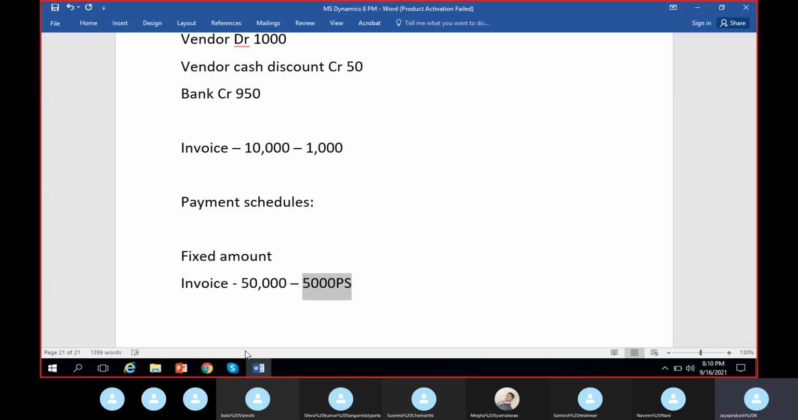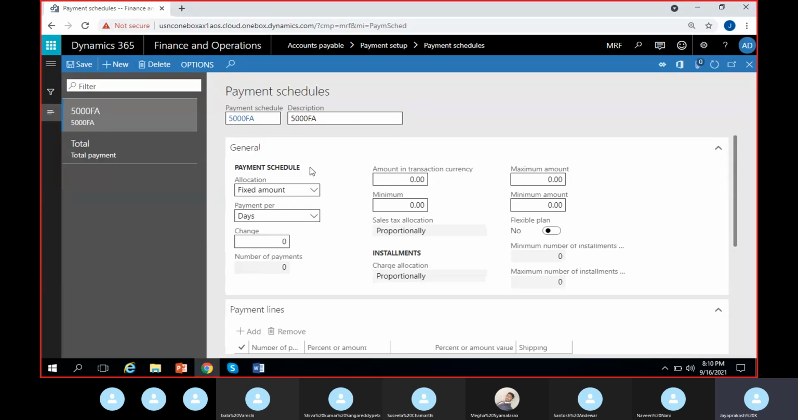That's all. So you just give a name here for now. Here you can give the amount, how much you have to pay. Here you will get the amount in transaction currency. I'm giving a fixed amount. So payment per months or days or years, according to your wish. So payment per months, so once a month I'll pay.